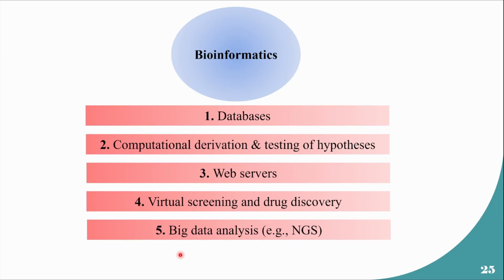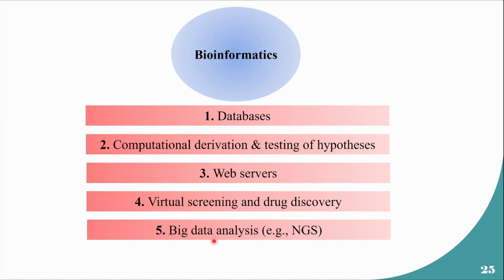So the main 5 parts that Professor Gromiha talked about, covering the entire scope of bioinformatics in terms of applications: firstly, you have the databases, construction of databases. Then you have the computational derivation and testing of hypotheses. Then you have web servers, where you have built some tools and put them on a server for others to access. You have virtual screening and drug discovery, which is the drug discovery and development pathway. So it is the very first part of a drug discovery pipeline.